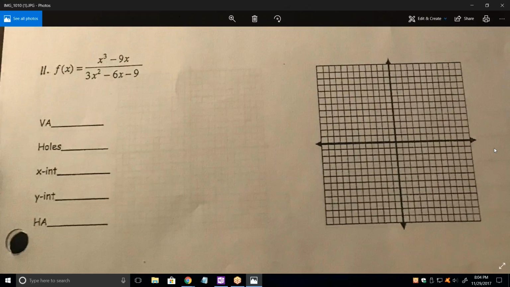Why does this keep disappearing on me? Oh, I know why, because I X'd it out. So that's how you handle a hole. You have to draw it in, and you won't see it on your calculator, and you won't see it on any online calculator, because it's so tiny.